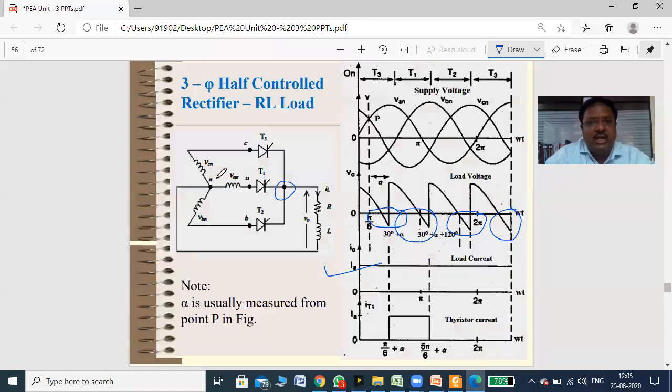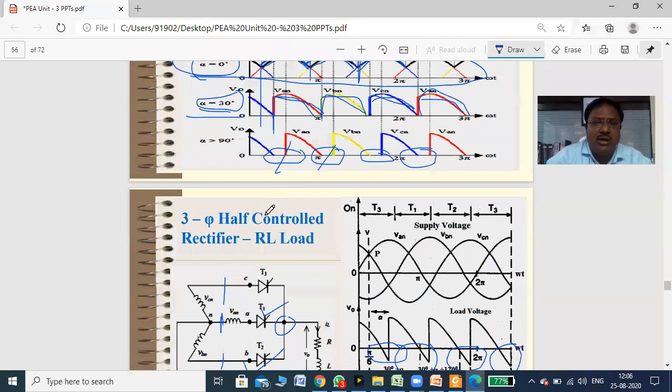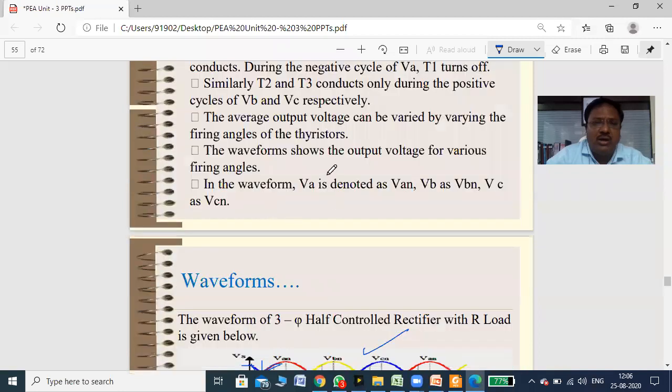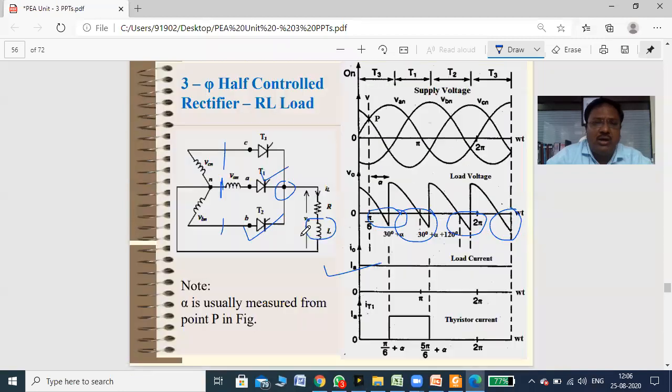Actually what happens? See here is the phase A. If phase A is more positive, thyristor T1 conducts, right? If phase B is more positive, thyristor T2 conducts, and if phase C is more positive, thyristor T3 conducts. So as we already learned in a previous example, that is the same. The only difference is the inductive load, right?